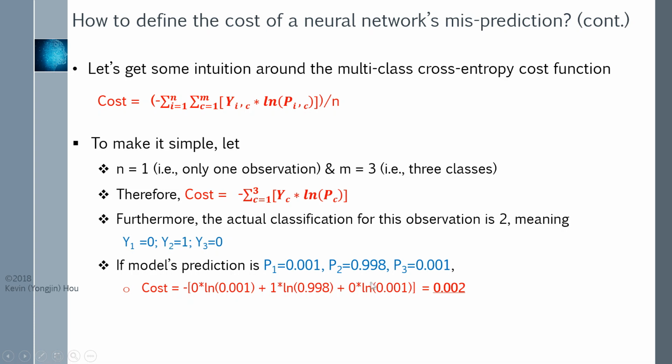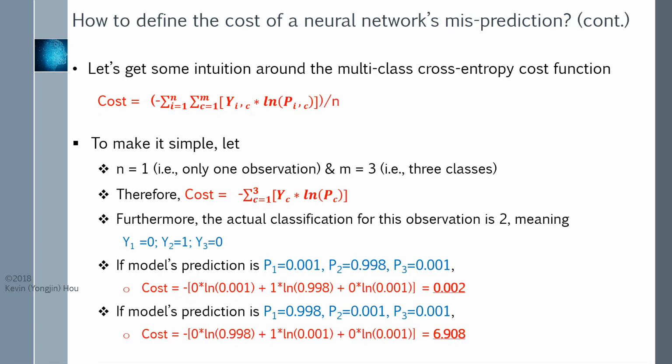Looks pretty good, because the prediction lines up with the actual very well, and as a result the cost from here is very small. Now let's see, we're still with the same observation, but now another model makes a prediction which puts a lot of weight, a lot of probability, into the first category, like 0.998, while making the second category probability really, really low, and the third category also low.